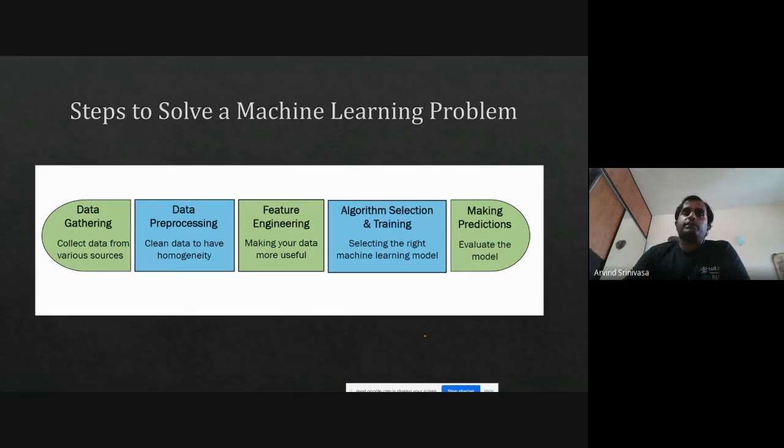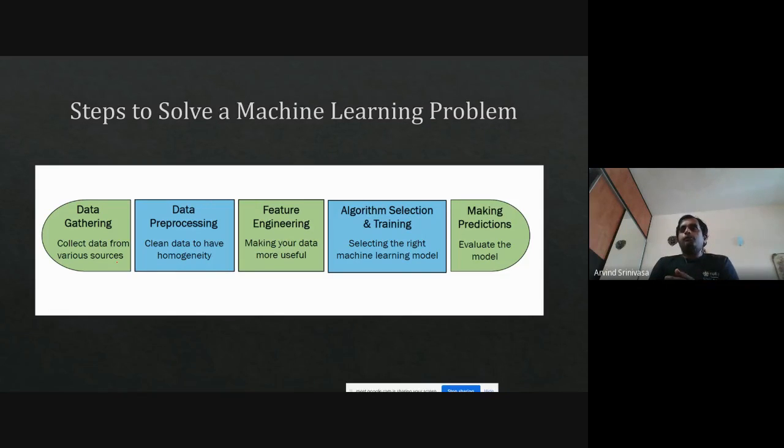First is data gathering. Collect the data from various sources. The first thing is people say, I want to do object detection, I want to do anomaly detection. But the main thing is we need to have the data. So data gathering is the first step.